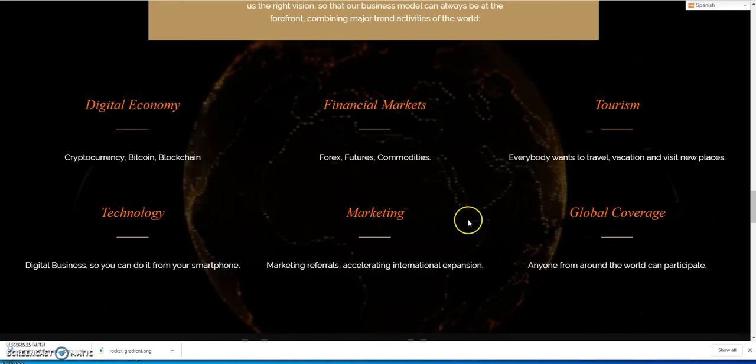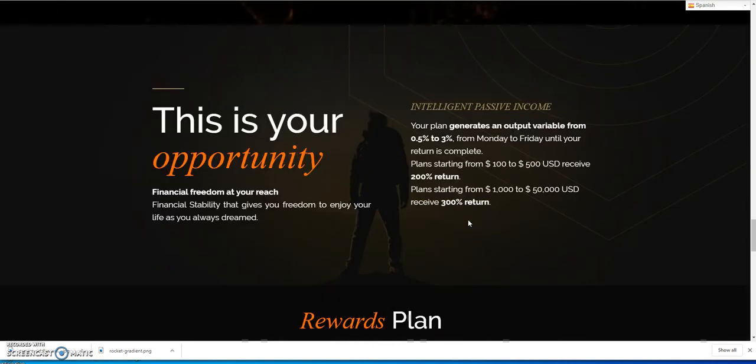They have marketing, and one of the things that they are introducing as well is their own exchange, and that's just barely getting off the ground right now. They're still looking to get some ambassadors and all that right now, and so they do profit. You get profits generated between 0.5% to 3% Monday through Friday until your return is complete.